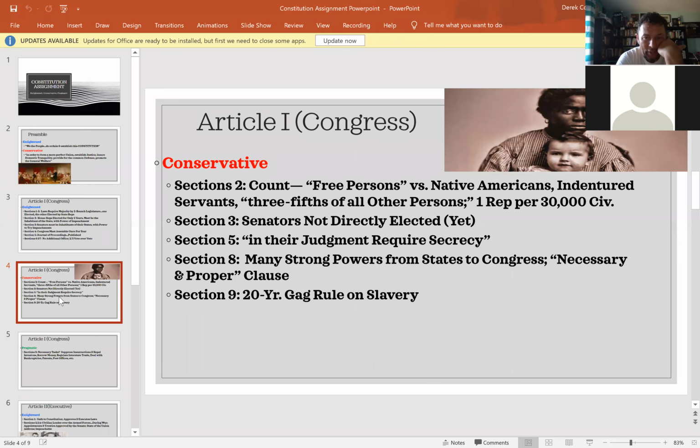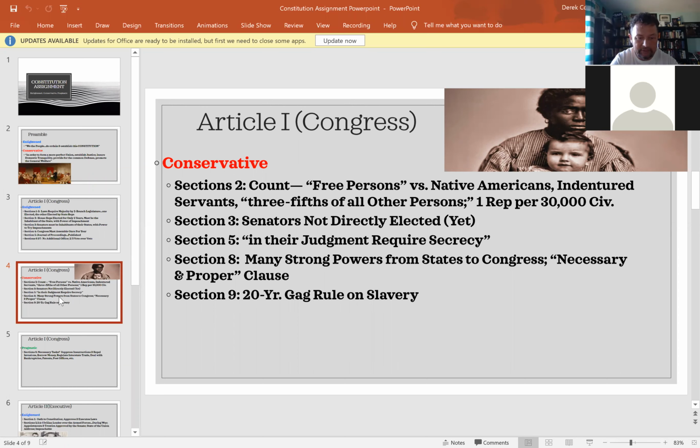And then many strong powers from the states were given to Congress in Article 1, Section 8, and especially the necessary and proper clause. So notice here in Article 1, Section 8, now Congress has power to borrow money, to regulate trade between the states and with foreign nations, to make laws on naturalization and bankruptcy, to coin money and issue the policy of states and of standard weights and measures, to establish a post office, and to deal with patents, to make the tribunals inferior to the Supreme Court.